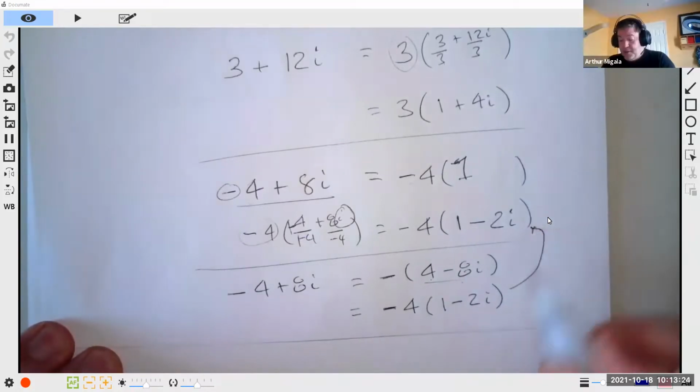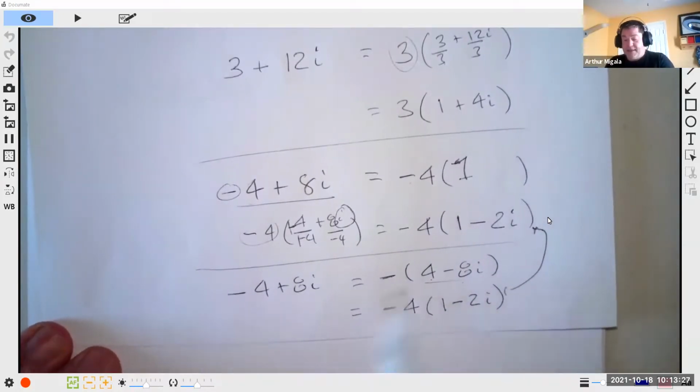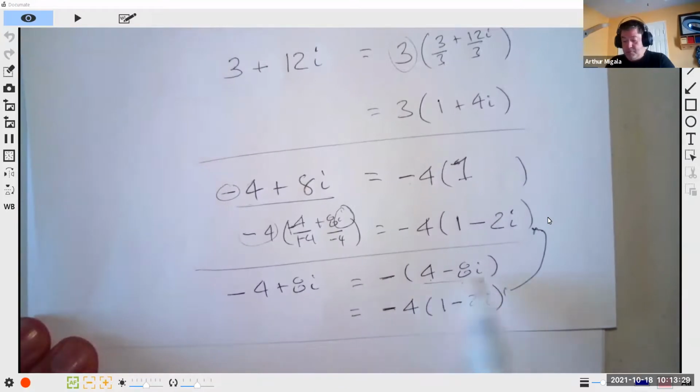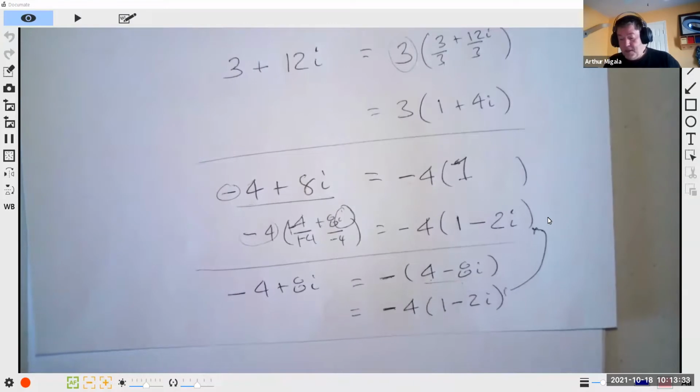To get the same answer. So if you do it this way, take out the sign first, change everything inside the parentheses, and then take out the number. You never have to worry about positives or negatives again.